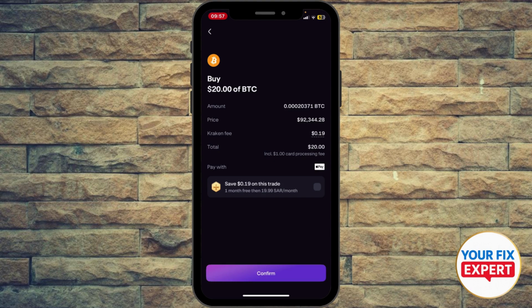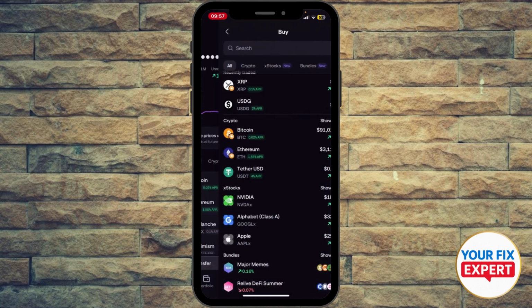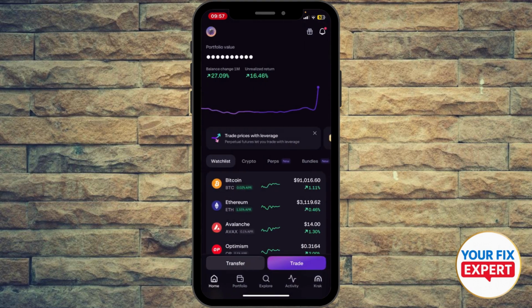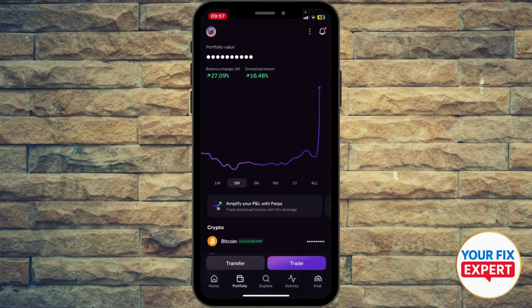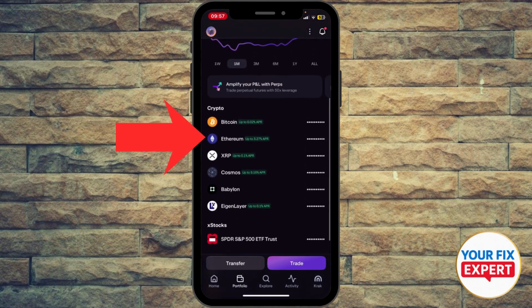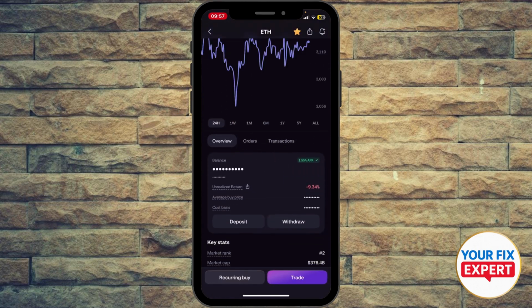But if you want to deposit individually, if you want to deposit crypto, let's say here, hit Portfolio. Let's say I want to deposit Ethereum, hit Ethereum. Scroll a little bit down, under Balance you're going to find Deposit, just hit Deposit.